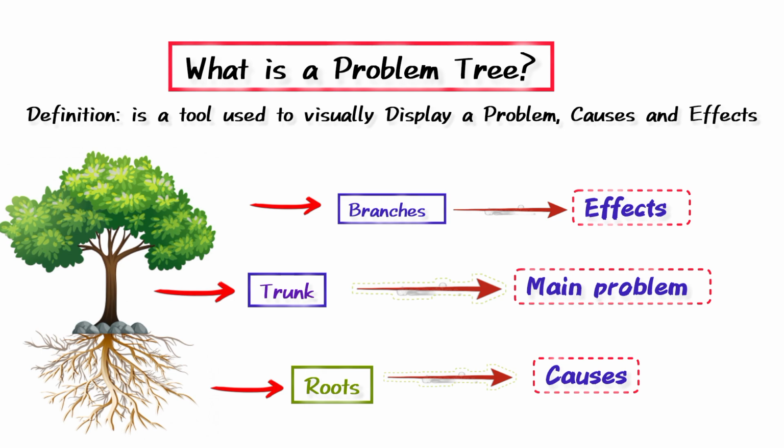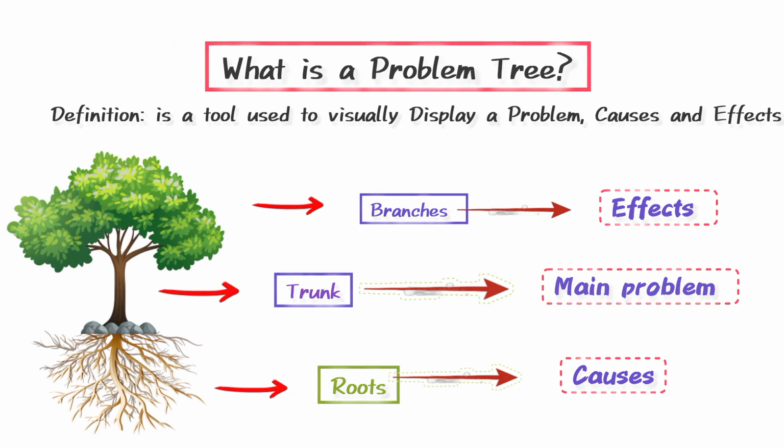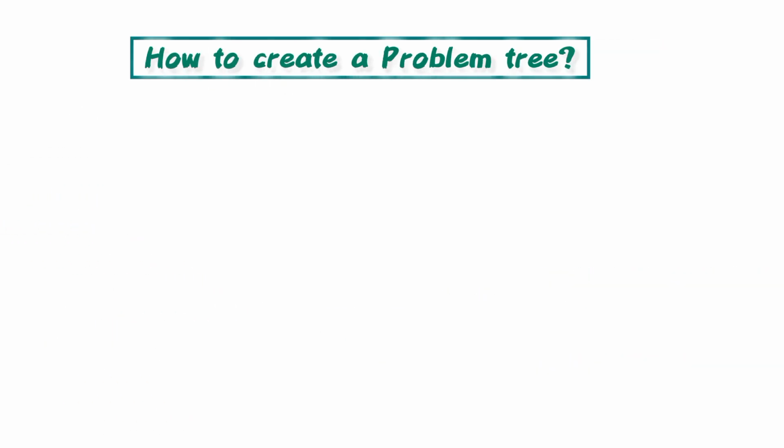We have a trunk, which is the main problem, which is poor waste management in the community. We'll have roots or the causes, and then we'll have branches or effects. So by organizing problems this way, we can identify areas to address and understand the impact of the problem. Now that you understand what a problem tree is, let's go step by step to create a problem tree.